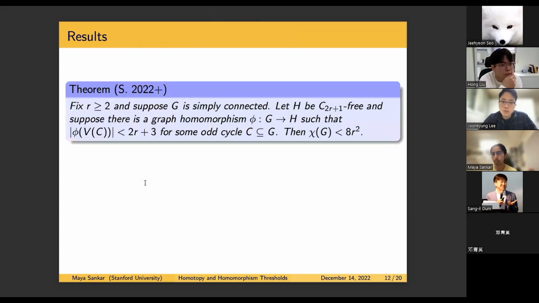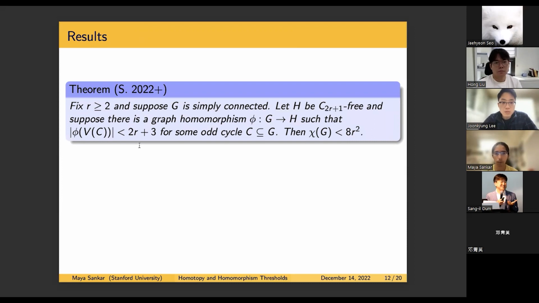So I guess using that fact, I can tell you the thing I actually proved, which is the following. Suppose we have a simply connected graph G, and we're thinking of G as being the Borsa graph or a good approximation to it. Let H be a C_{2R+1}-free graph, and suppose we have a graph homomorphism from G to H. And suppose that the graph homomorphism is non-injective on some odd cycle of G.